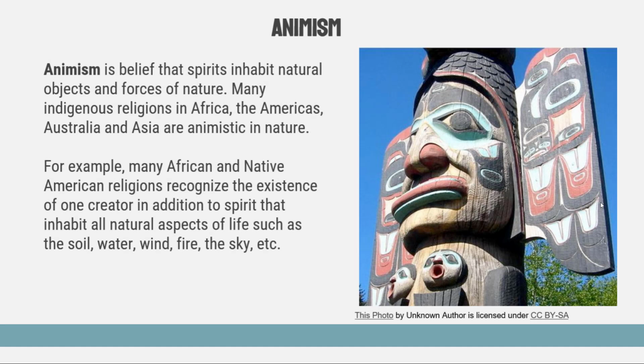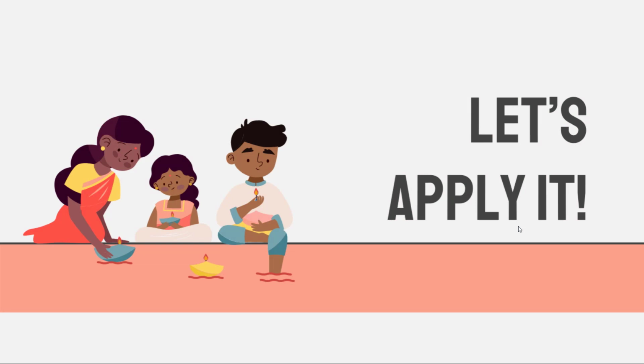Animism is a belief that spirits inhabit natural objects or forces of nature. So as you see here in this example, the Native American religion, this is showing a face of a human, but also having the body of a bird. So that inhabiting of spirit into such natural things as life, the soil, animals, water, things of that nature is called animist or animism. Okay, belief system. All right, so let's apply it.